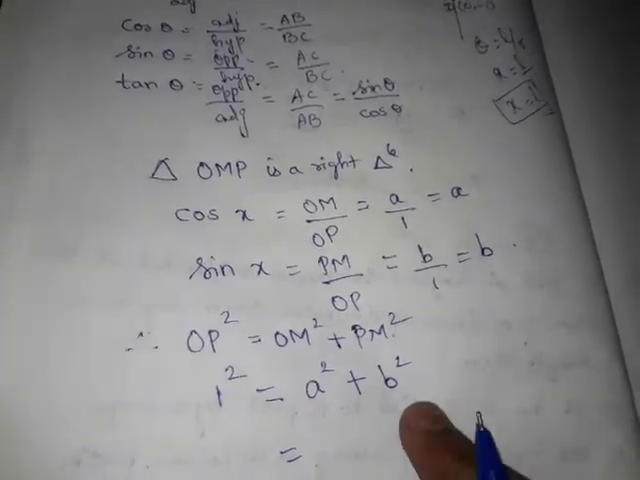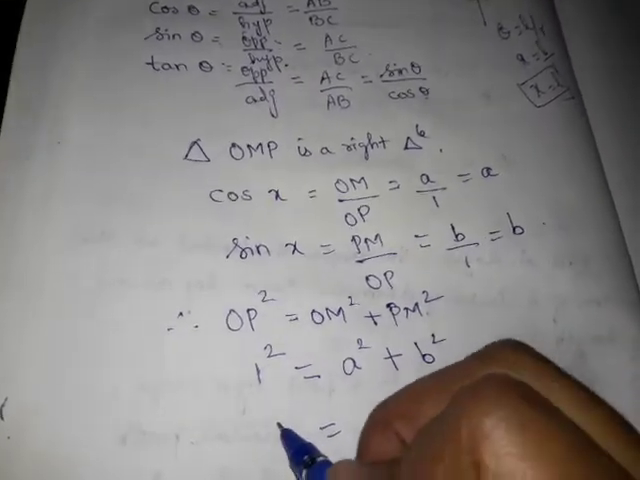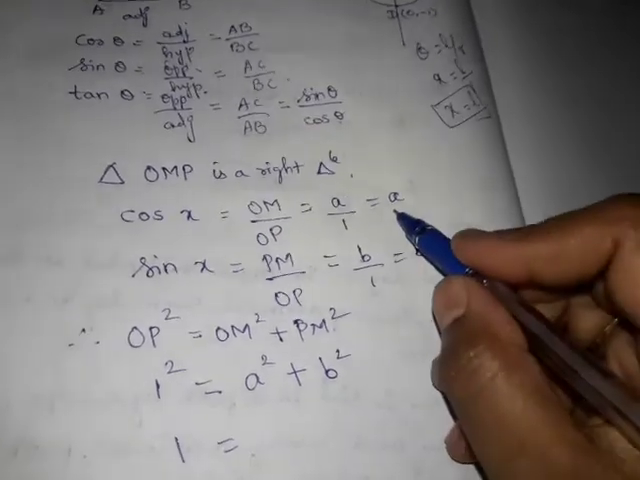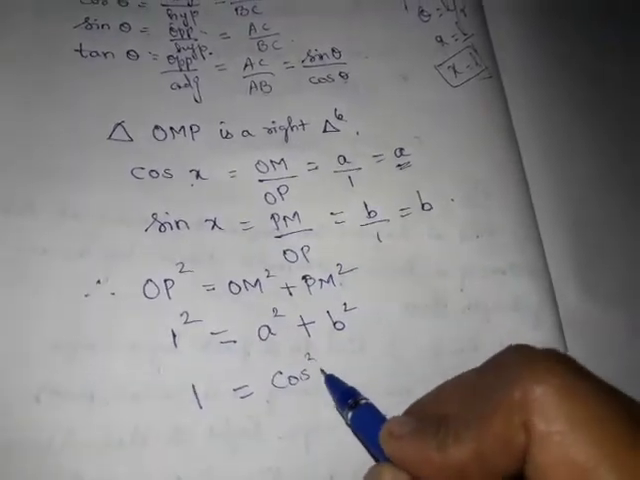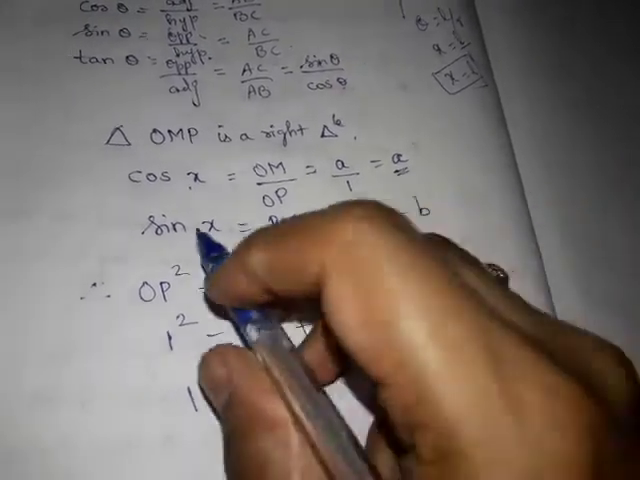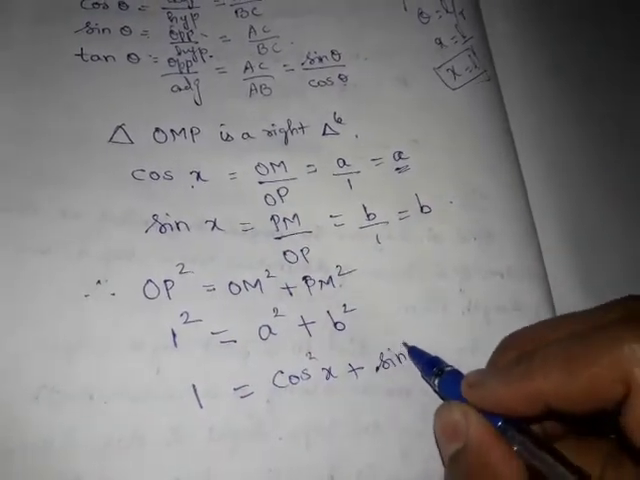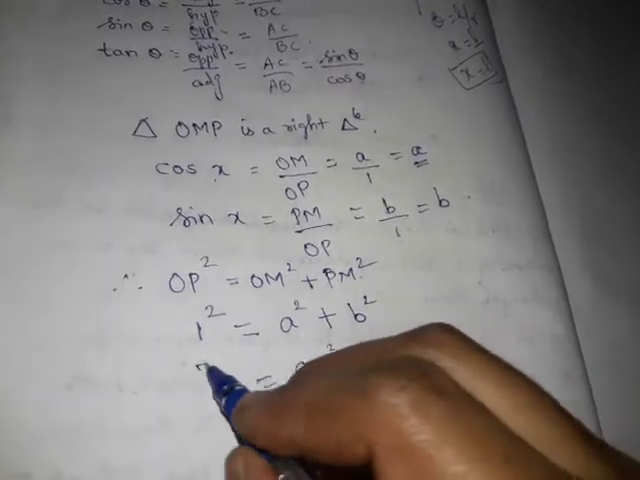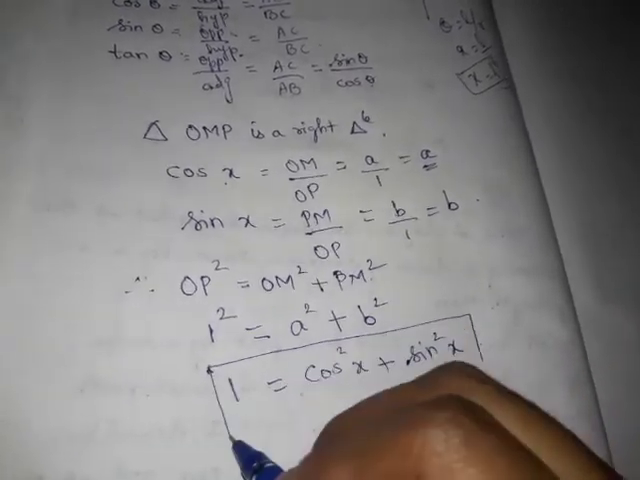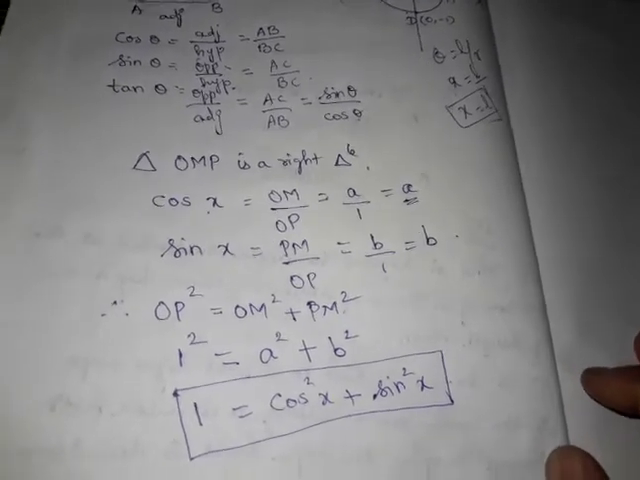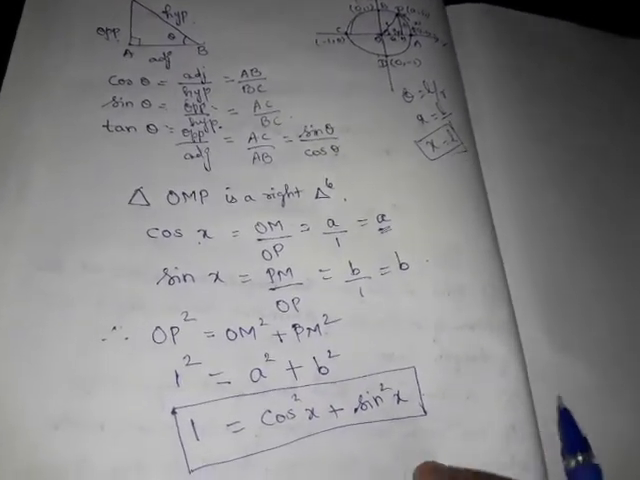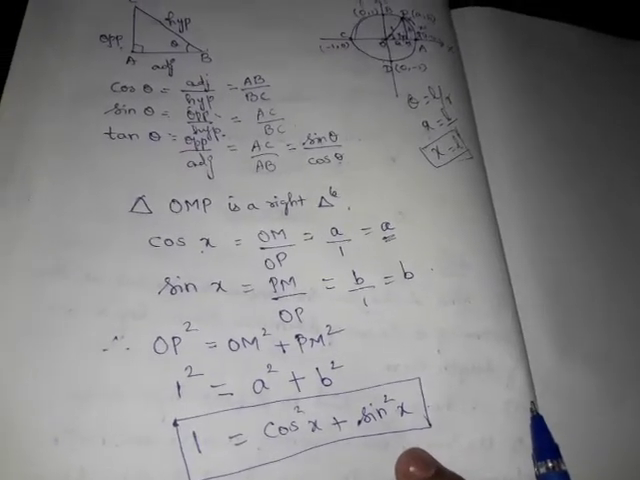Now A square plus B square equals 1 square. 1 square is nothing but 1. Now what is our A? A is nothing but cos x, so I can write cos square x plus, B is sin x, so sin square x. So we got our first identity, cos square x plus sin square x equals 1. Hope you have learnt this identity in class 10. Yes, cos square theta plus sin square theta equals 1.